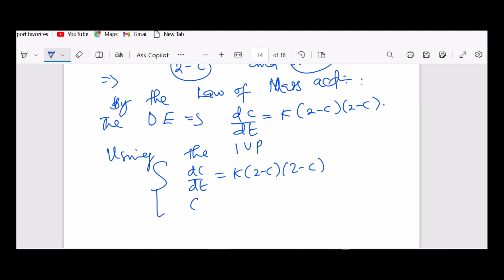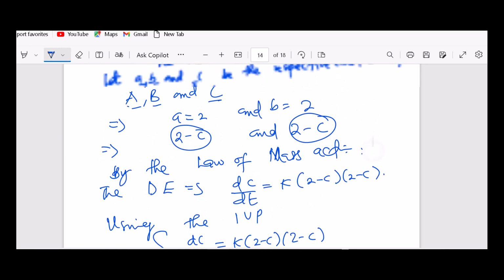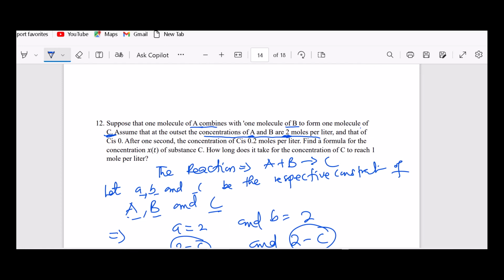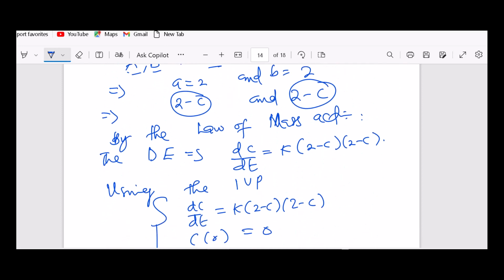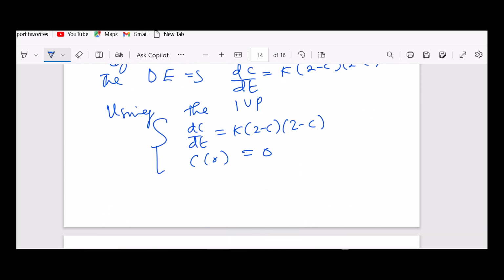Now C(0) was equal to 0. That's what they said at the outset: the concentration of C is 0. Then after 1 second something started happening. So we have this which we can solve. So let's try and solve this particular question.